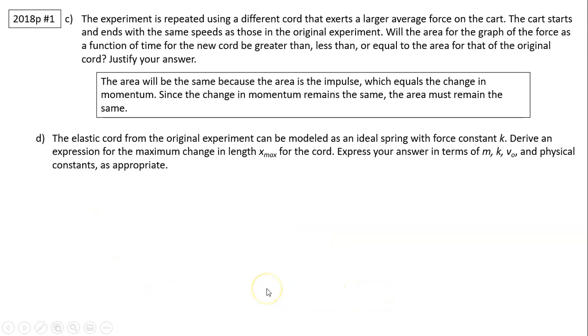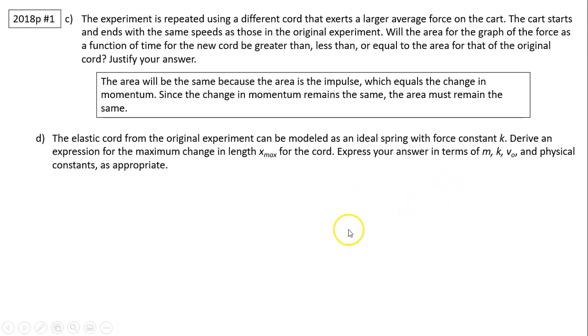Part D. The elastic cord from the original experiment can be modeled as an ideal spring with a force constant k. Derive an expression for the maximum change in length x max for the cord. Express your answer in terms of m, k, v naught, and physical constants as appropriate.